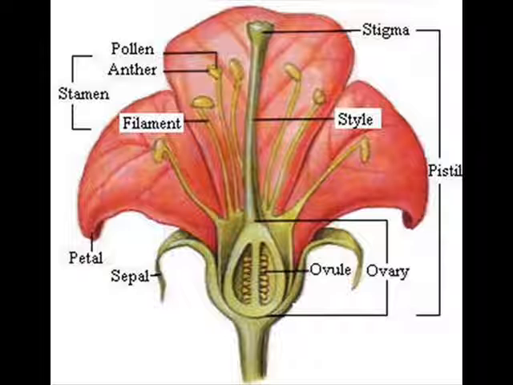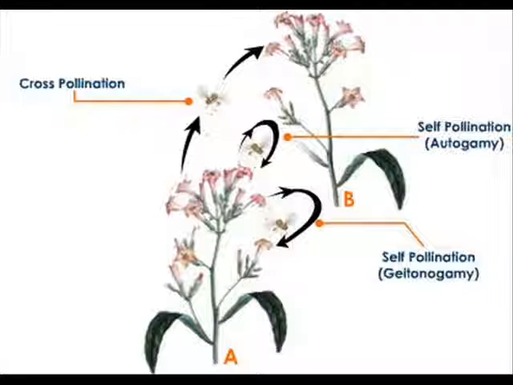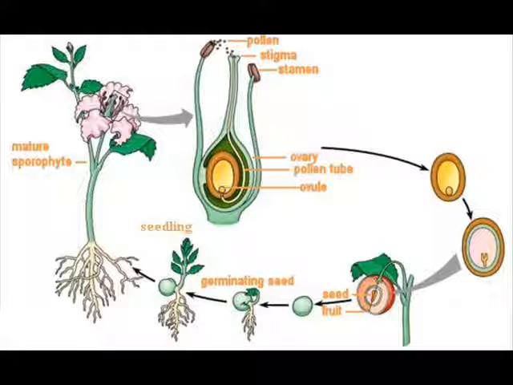Angiosperms rely heavily on animals to carry their male gametes to the ovary, so they are not dependent on water at all for reproduction. When the pollen grain with the male gamete lands on the stigma of the flower, a pollen tube grows down the style towards the ovary. After fertilization, the ovule turns into a seed, and the ovary develops into a fruit.